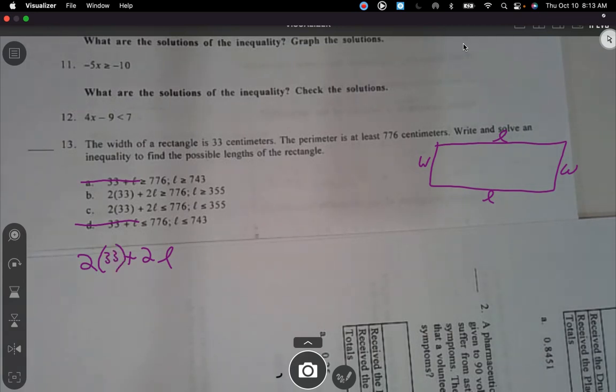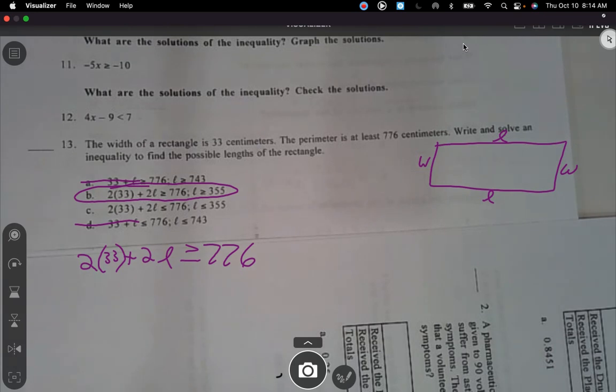Now, that's my perimeter, and it says it's at least 776. What does at least mean? Greater than or equal to 776. Which answer is that? B. It is B. You don't even have to solve it out, because you can tell right there what it is. That's the perimeter.